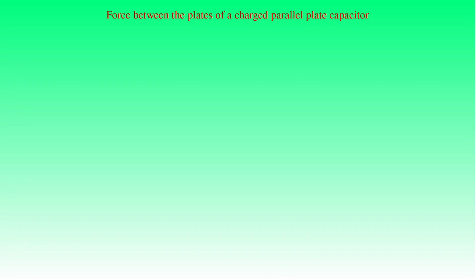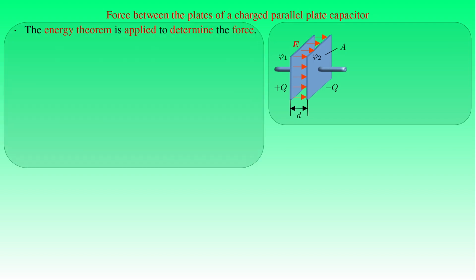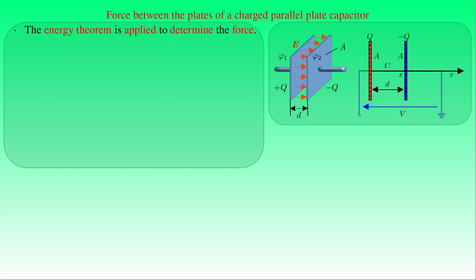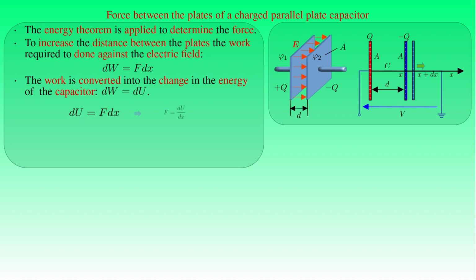Now we determine the attractive force between the plates of a charged parallel plate capacitor. Instead of calculating the electrostatic forces acting between point charges, we will apply the energy theorem. Let x denote the distance between the plates of the capacitor storing the charges plus q and minus q respectively. In order to increase the distance between the plates by an infinitesimal amount dx, the work dW is required to do against the attractive force F, which is given by F times dx. This infinitesimal work is converted into an infinitesimal change in the energy U of the capacitor, that is, dU is equal to dW. Then it is also equal to F times dx, and the force F can be written as the derivative of the energy U with respect to the distance x.